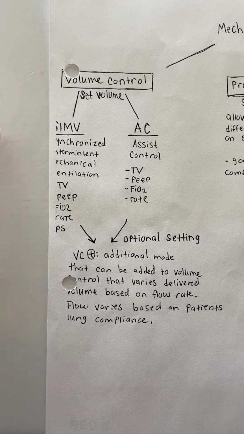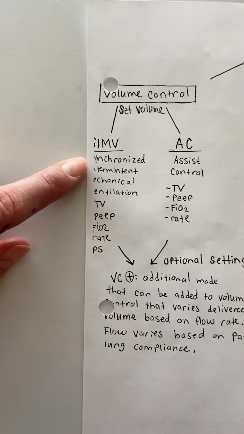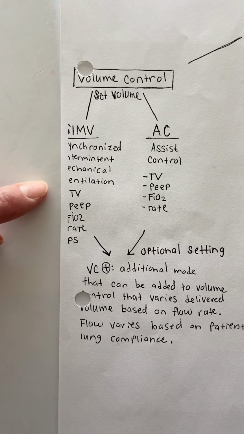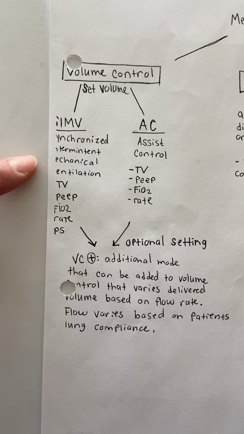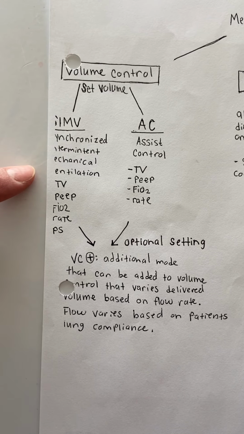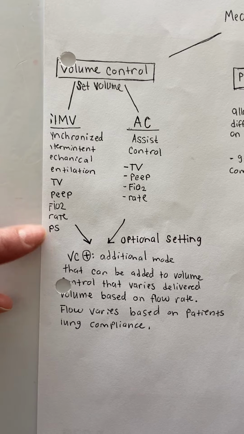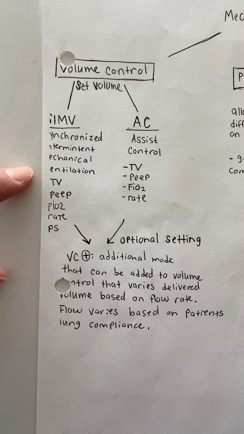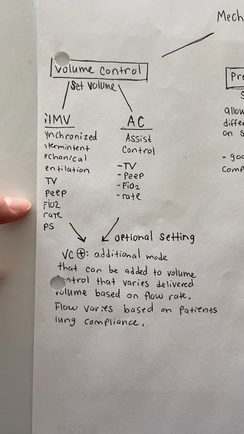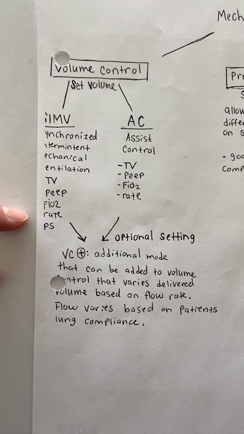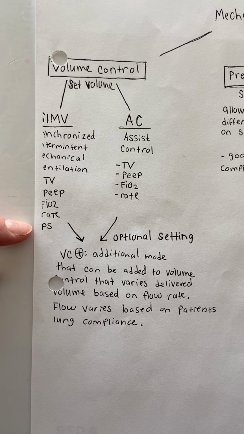Switching over to SIMV, it's very similar. Synchronized intermittent mandatory ventilation. This is a mode that our trauma team likes to use a lot. It's very similar to AC. Really, the only difference is your pressure support. So you still have that set tidal volume, how big the breath is. You have the set PEEP to keep the alveoli open. You have an oxygen percentage, FiO2, a set rate, and then additionally you have a set pressure support.